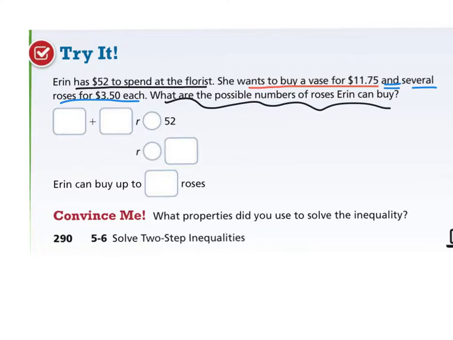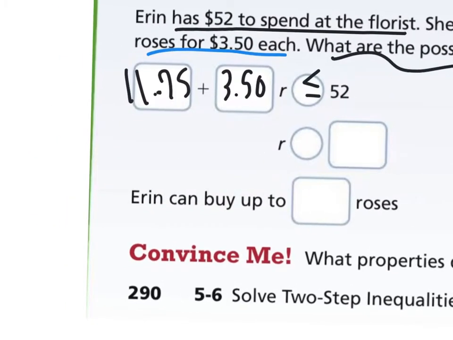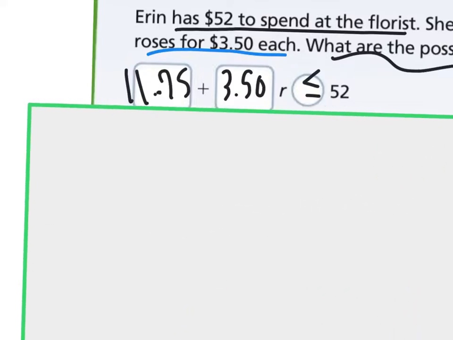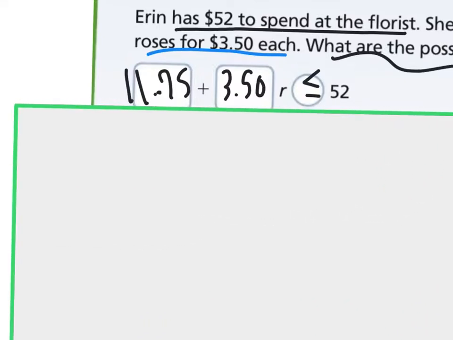So first of all, we need to set up our inequality. So we know our vase is $11.75. We're only buying one of those. And then the roses are $3.50 each. This is our budget, so the amount we spend over here has to be less than or equal to 52. So that should be our inequality to start out with. They're not giving you any room to work this out, so we might want to work that off to the side or something.